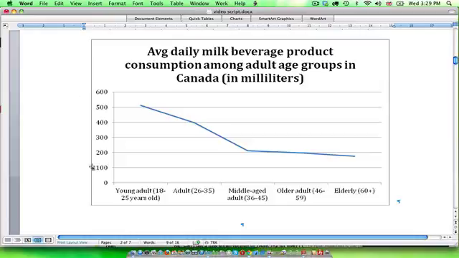This entire graph is one data source. Within the graph, we see a line that is showing a downward trend. So as a person ages in Canada, they consume less milk products. This line is a data trend. If we were to have a second line on this graph, so perhaps one line showing Canadian males and one line showing Canadian females, there would be two trends in this graph.